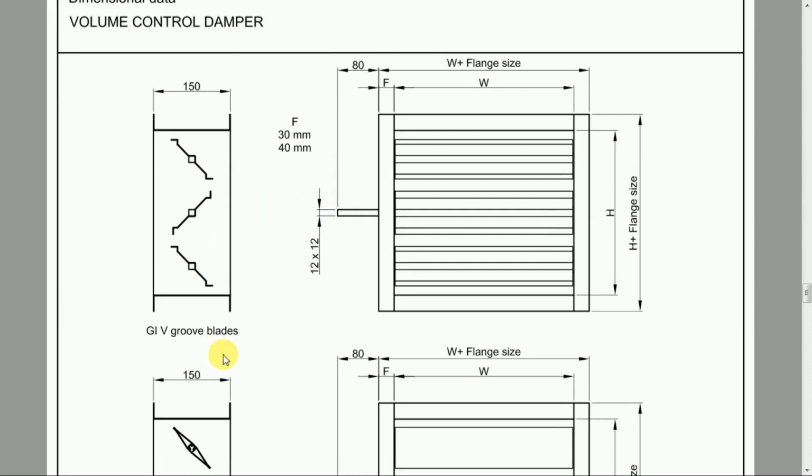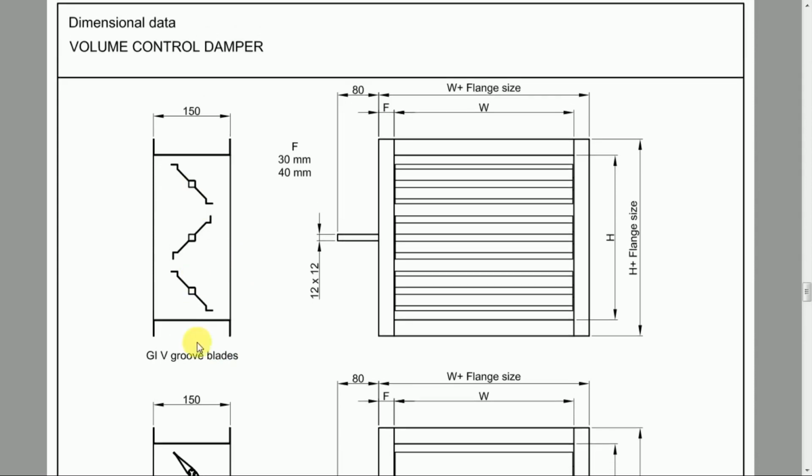The first one is GI V-groove blades. It's very clear from the name itself. This damper will be having blades like this, as shown in the diagram. See, at the ends you will have a V-shaped groove. This will be a single metal sheet with the ends in the shape of V. The advantage of this is that when we are closing this damper, this V will lock with the V of the next blade. A similar pattern will be followed. So in the fully closed condition, this will be very sturdy and very leak resistant. This is the first VCD type in this class.